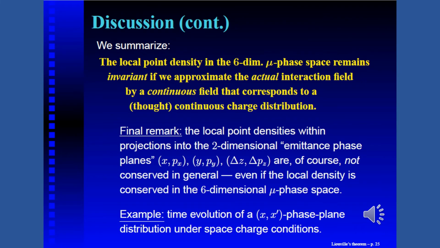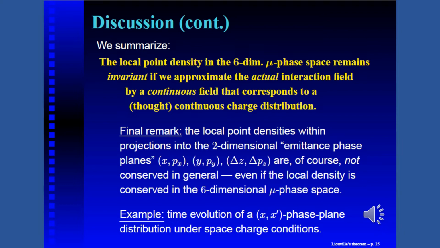Now we summarize the topic. The local point density in the six-dimensional mu phase space remains invariant if we approximate the actual interaction field by a continuous field that corresponds to a continuous charge distribution. A final remark: the local point densities within the projections into the two-dimensional emittance phase planes x-px, y-py, z-pz are of course not conserved in general, even if the local density is conserved in the six-dimensional mu phase space.